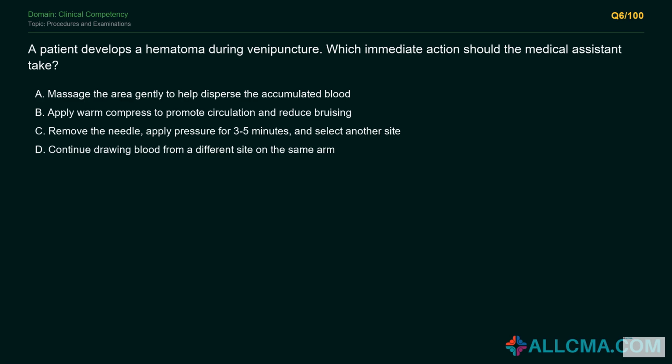Question 6. A patient develops a hematoma during venipuncture. Which immediate action should the medical assistant take? Option A, massage the area gently to help disperse the accumulated blood. Option B, apply warm compress to promote circulation and reduce bruising. Option C, remove the needle, apply pressure for 3 to 5 minutes, and select another site. Option D, continue drawing blood from a different site on the same arm.